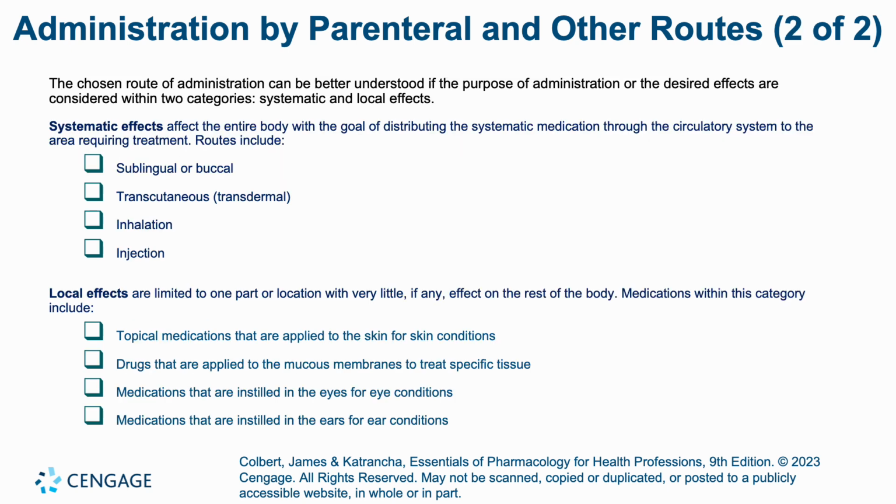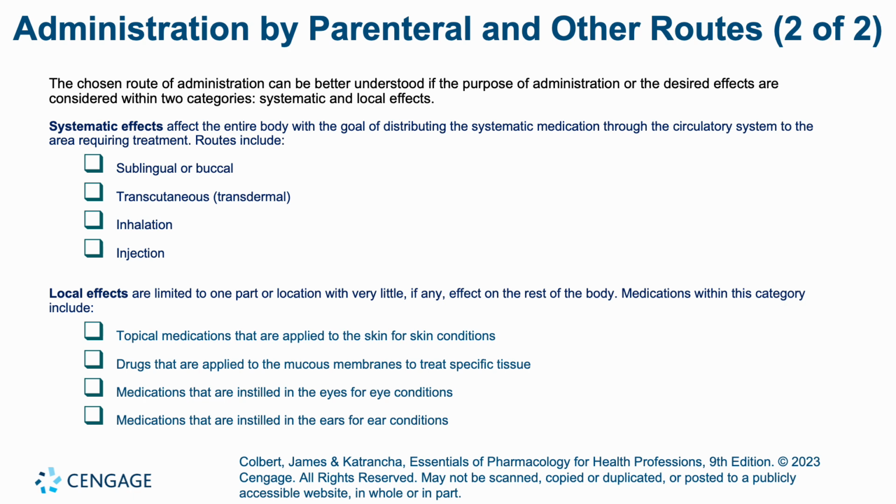The chosen route of administration can be better understood if the purpose of administration or the desired effects are considered within 2 categories, systemic and local. So remember that systemic, think of the word system. Systemic effects are across the entire body, and the goal is distributing the medication through the circulatory system, or the bloodstream, to the area requiring treatment.